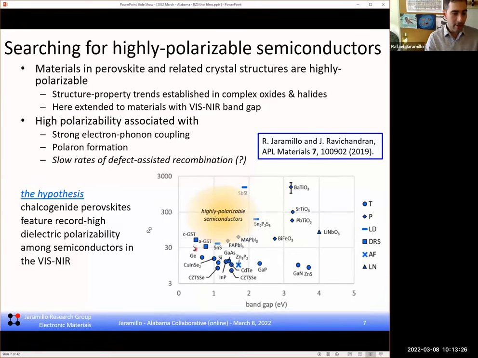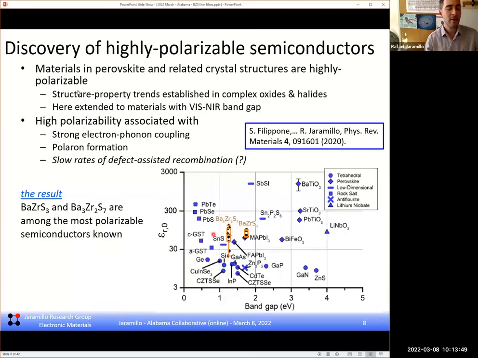And then you have some really kind of peculiar materials. You have phase change materials like GST, you have tin sulfide, you have FAPI and MAPI, the lead halide perovskites, which are much studied these days. And we're hypothesizing that if you make chalcogenide perovskites and measure their dielectric properties, that you'll land in this space, which is kind of an empty space. And so we published that in 2019.